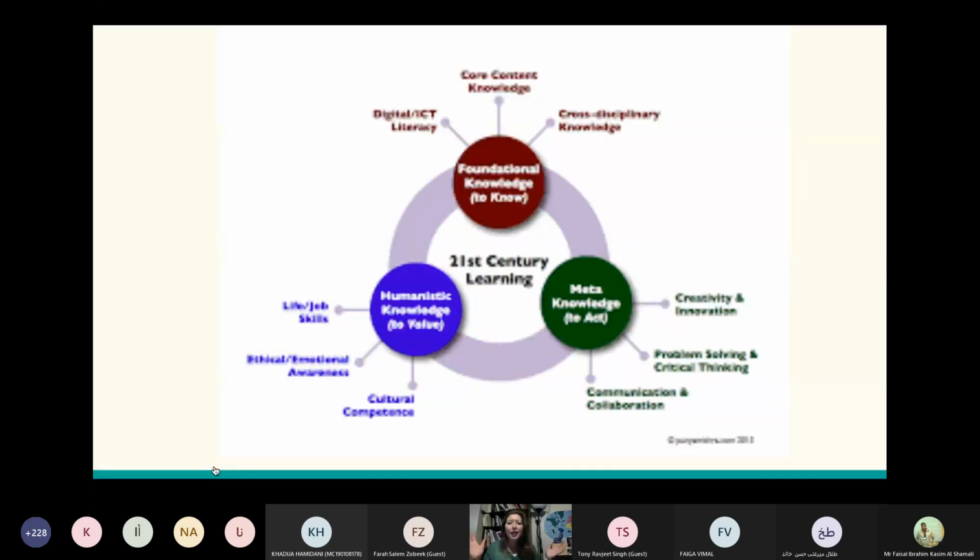And I like a good kind of graphic, and I think this is a bit blurry, my apologies for that. But it also kind of breaks down the 21st century learning of foundational knowledge. And look at that, foundational knowledge, digital literacy, in addition to, of course, core content knowledge and cross-disciplinary knowledge. You also have the meta-knowledge, creativity, innovation, problem-solving, critical thinking, and also more, the humanistic knowledge. You have cultural competence, life skills, and awareness.